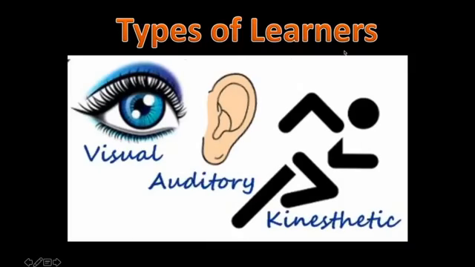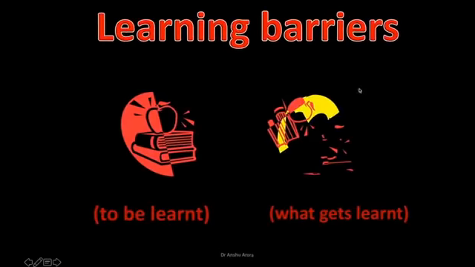There are various types of learners: visual, auditory, kinesthetic. All this is discussed in the app. Well, many a times, this is what we wanted to learn, but ultimately, what we learn is something very different, distorted, deleted information. All this is because of the learning barriers that we should be well aware of.